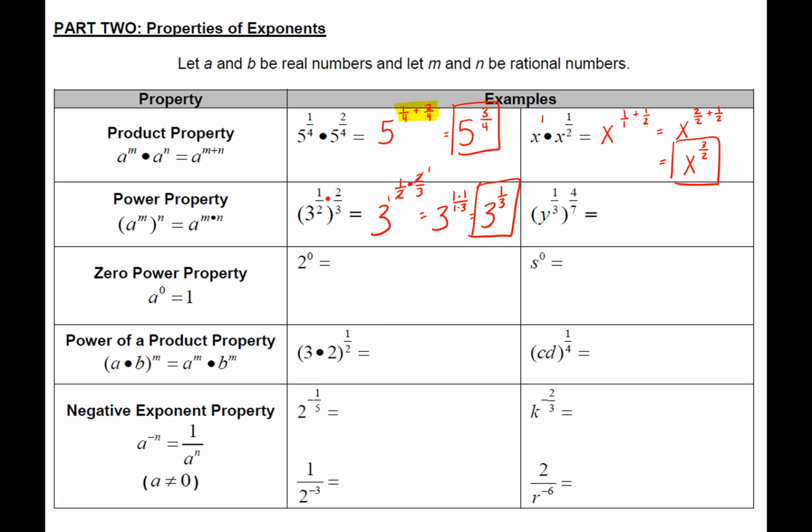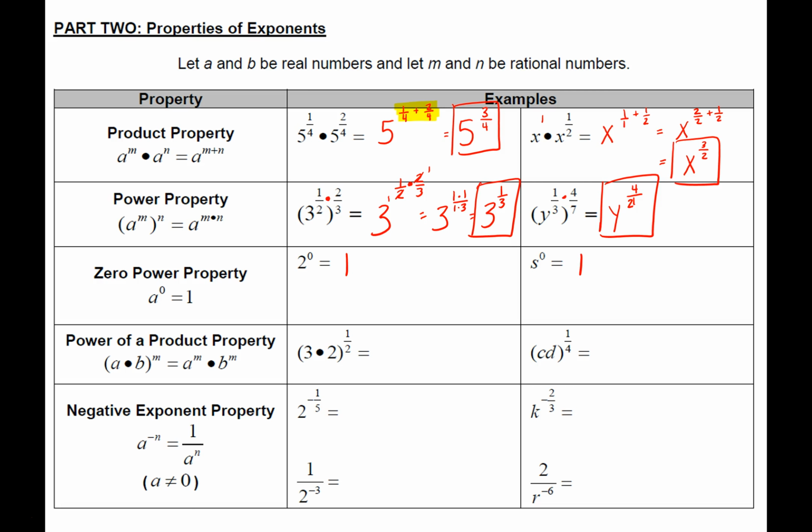Let's look at the second one. This one, 1/3 and 4/7, doesn't have anything that I can divide out, so I'm just going to multiply straight across. 1 times 4 is 4, 3 times 7 is 21. That does not simplify, so I'm all done there. The zero power property is still the same as it was because 0 is your exponent, so 2 to the 0 is still 1. S to the 0 is also still 1. That property has not changed at all.